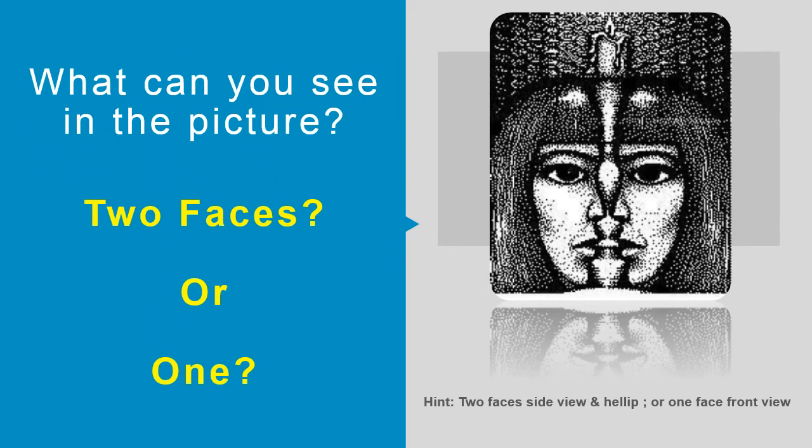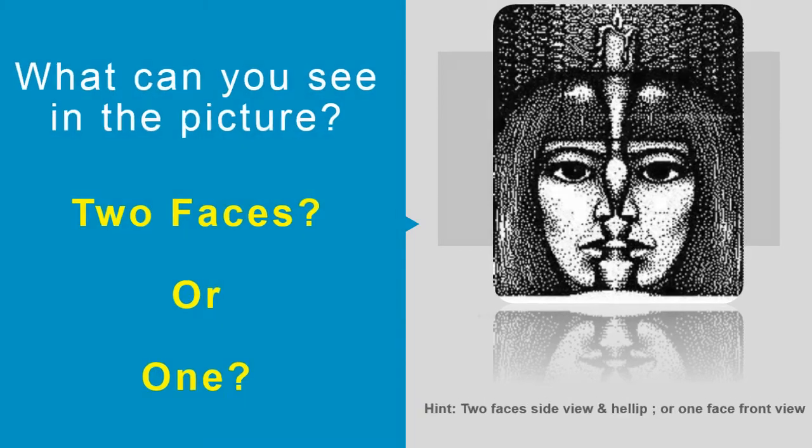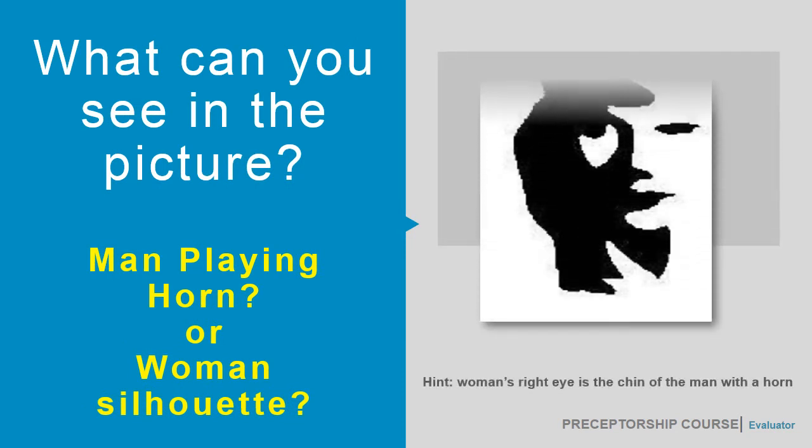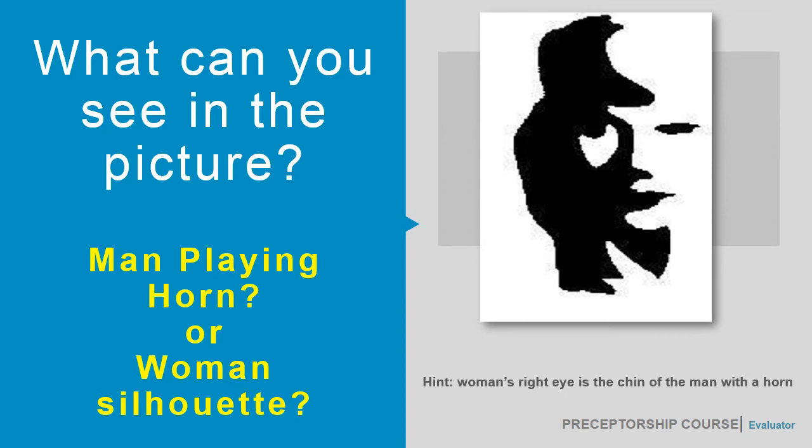Are you enjoying the activity? Check the picture again. What images can you see? Can you see the two faces? Or one face? Two faces in a side view, and in the middle is a candle with a stand. Or the one face in front view. Let's try it again for the last time. What images can you see? Man playing horn? Or woman silhouette? Have you noticed that the woman's right eye is the chin of the man with the horn?